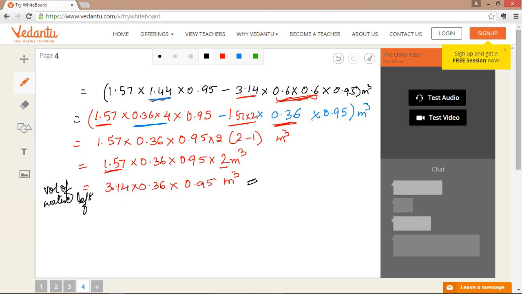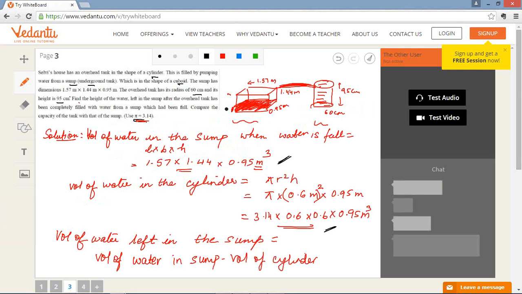And that was quite interesting too. So, volume of water left in the sump. So what is that height we have to find? Looking at the question, this height we need to find. Base and height are the same. So base is what? 1.57, and width is this 1.44.